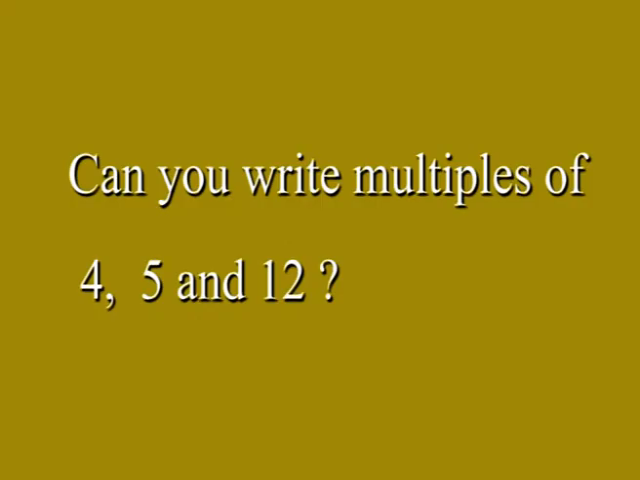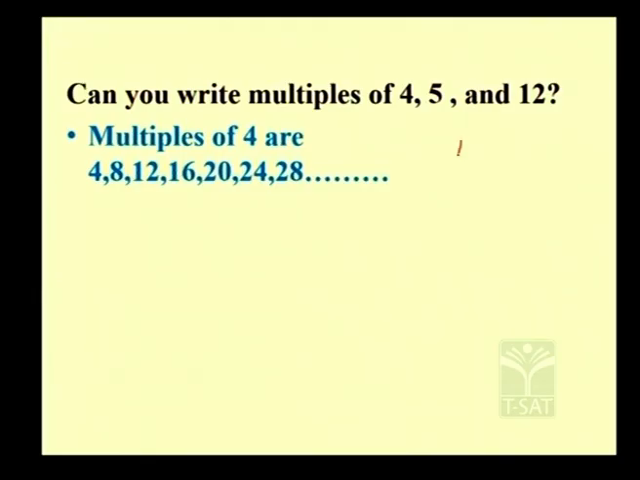Can you write multiples of 4, 5 and 12? Multiples of 4 are here. So, 4 into 1 equals 4, and 4 into 2 equals 8, and 4 into 3 equals 12. Like this, 4 4s are 16, 4 5s are 20, 4 6s are 24, 4 7s are 28, and so on. Here we are observing that 4 is multiplying with some other numbers and we are getting the multiples of 4.